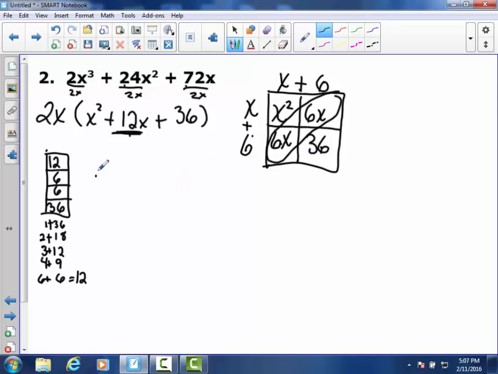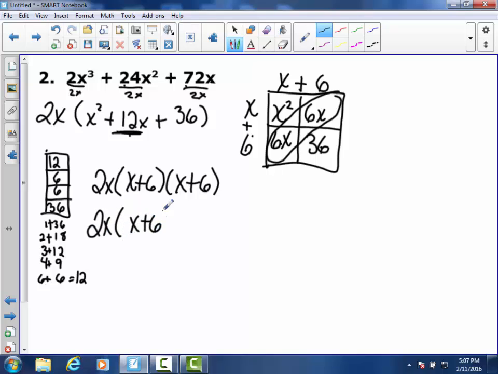So my answer is 2x, because that's my GCF, times (x plus 6), and then times (x plus 6). And because mathematicians don't usually like to write things out like that, we're going to actually make this 2x times (x plus 6) squared. So that's the most simplified answer right there. All right, let's try another one.